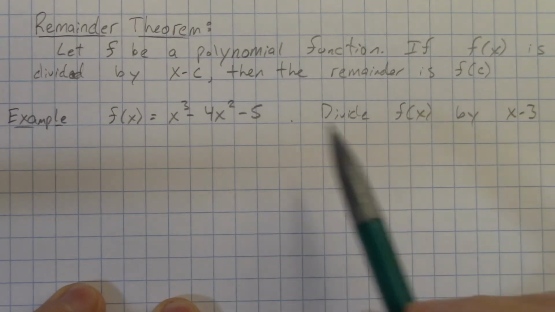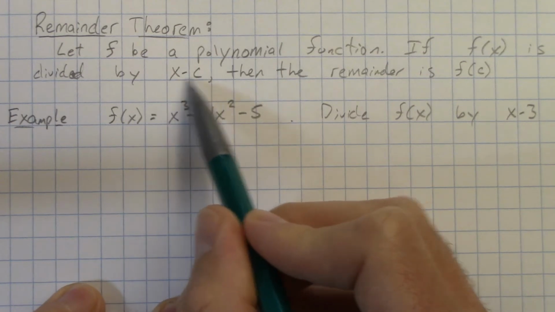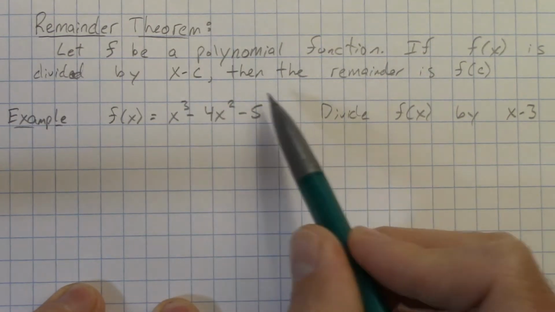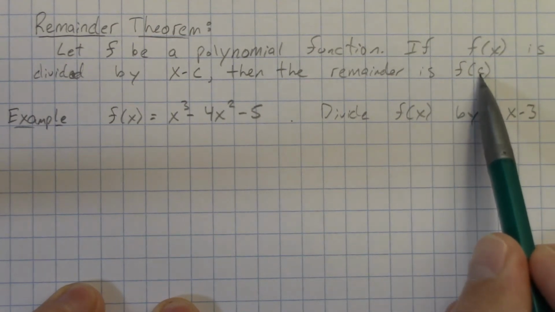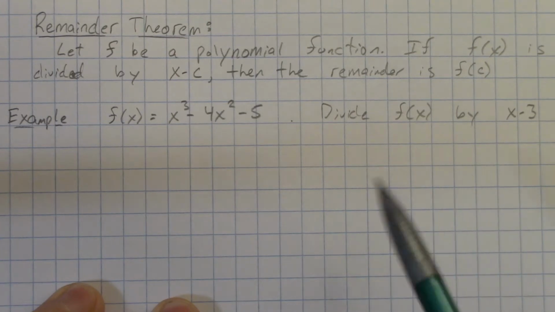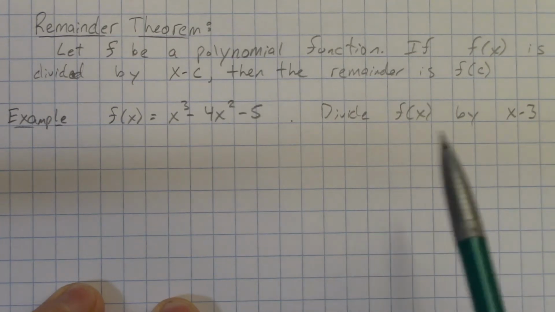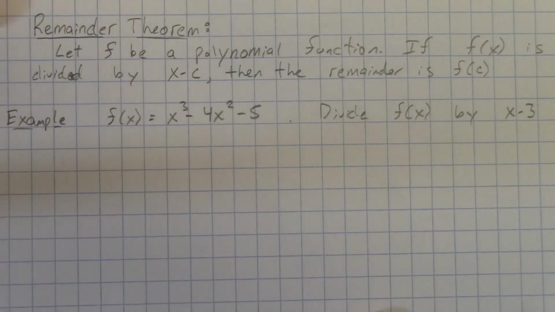Alright, so again, if we divide a polynomial by something in the form x minus c, it has to be in this form, then we can say the remainder is just going to be f of c. That would just mean plug in c into the function and evaluate, and you would get your remainder right off the top. All right, so that's going to save us some time. I will go the long way, and then I'll show you the shortcut, just so you can do the shortcut each time. All right, so let's look at this example.